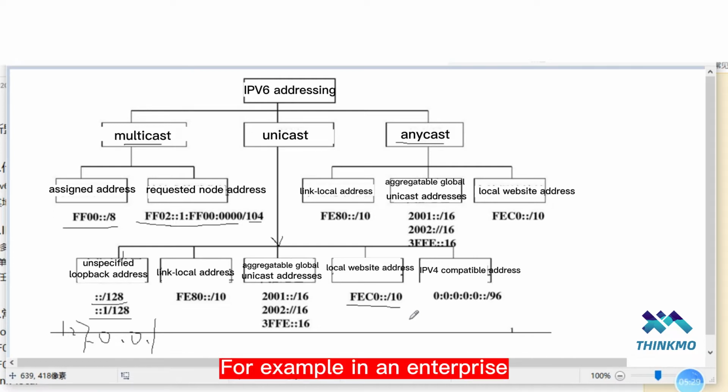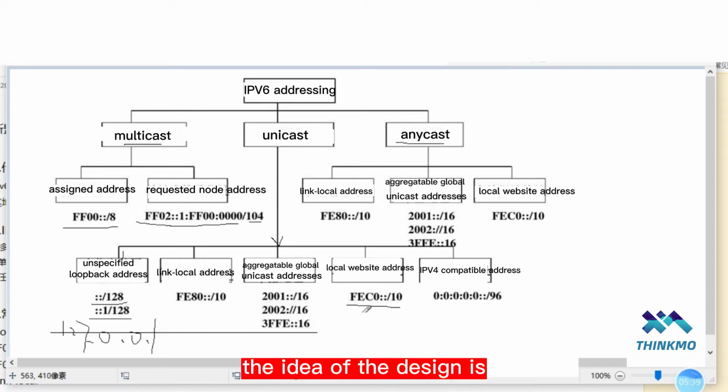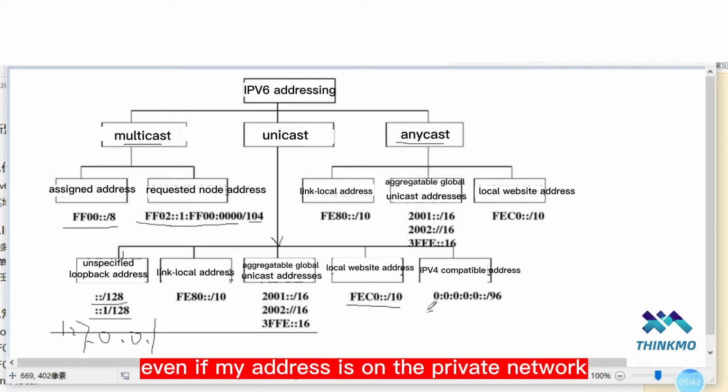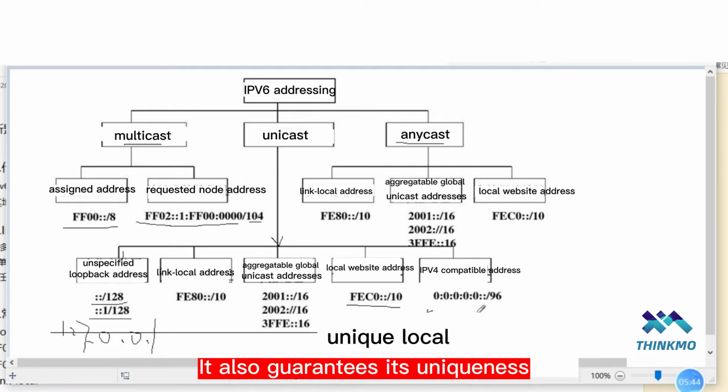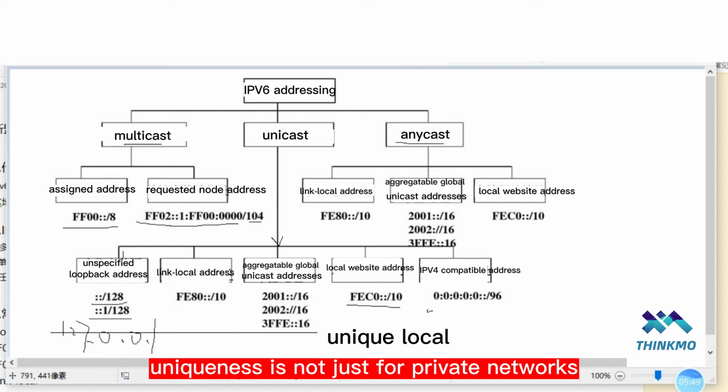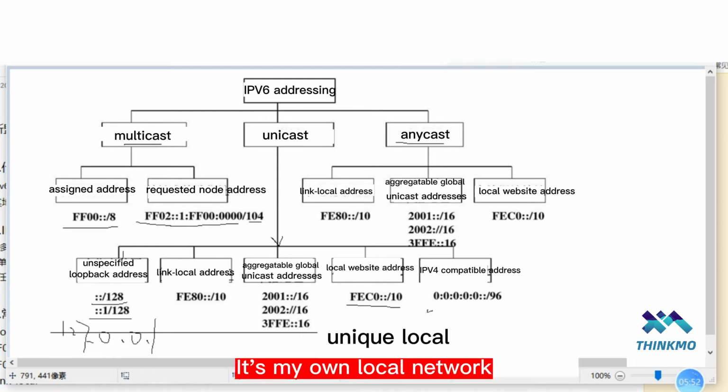For example, in an enterprise, the network used is not available on the public network. This unique local address is designed so that even if my address is on the private network, its uniqueness is still guaranteed. Uniqueness is not just for private networks, it's for my own local network. It also looks at the big picture. The global is the global. Even for private network addresses, it also guarantees their uniqueness.